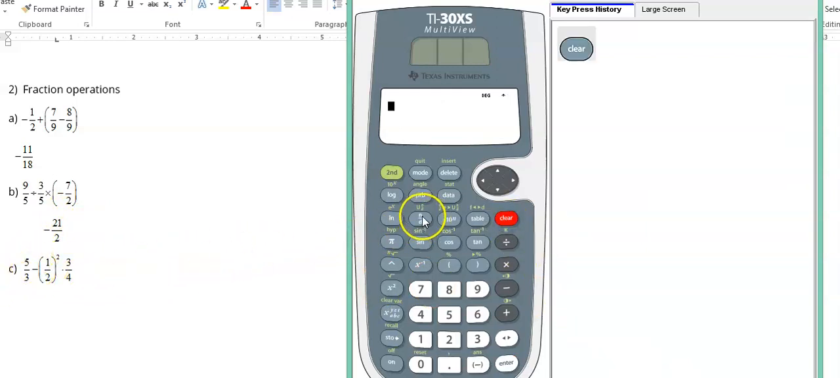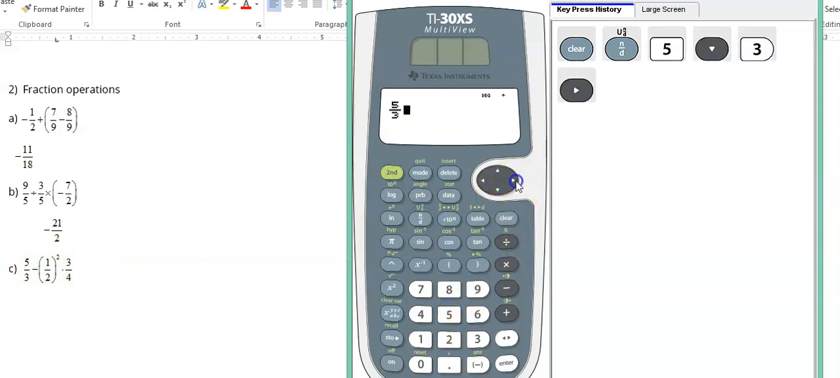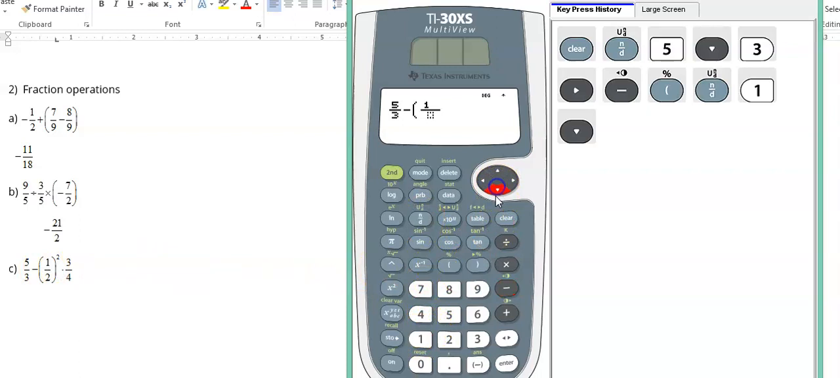So first we have the fraction 5/3 minus, okay, now the 1/2 is in parentheses, so the entire number 1/2 is being squared. So we don't want to just square the 1 or just square the 2. We want to square the whole fraction 1/2. So I'm going to put it in parentheses just like it is, and then we won't have any problems. 1/2. Okay, close the parentheses.